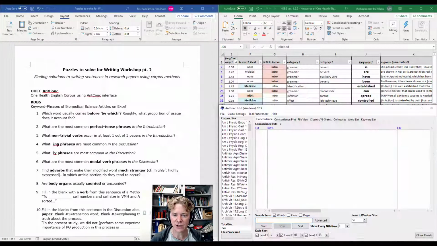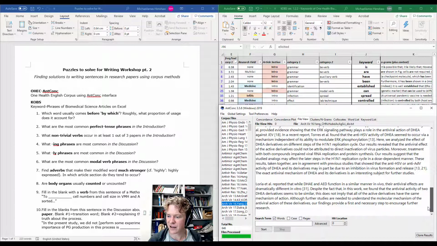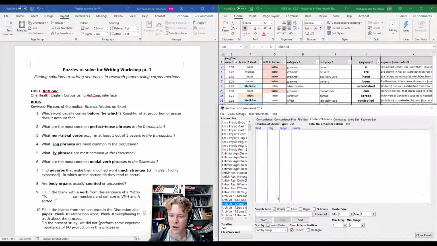And here I have another AntConc window open, which is the discussion corpus, just like I showed you before. This just has the last section of the articles. Well, okay, easy enough, right? We can just do an asterisk and -ing. As long as there's no space, it's going to give me the -ing words. And yeah, let's have a cluster size of 3 to 5 and see what we get.